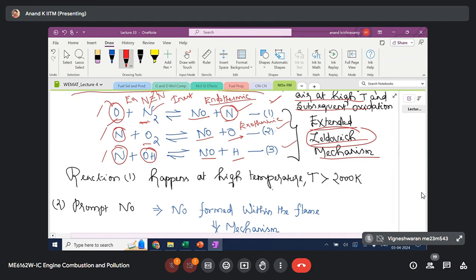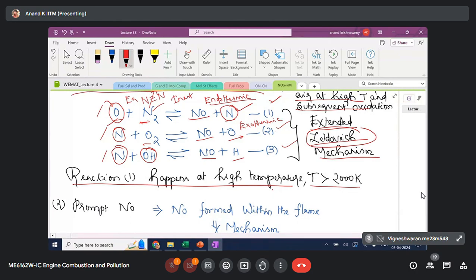So it's all based on the availability of N radical, that is reaction 1, and reaction 1 can happen only at high temperature. Typical temperature is around 2000 K or above. So if you are able to control engine operating temperature below this, you can completely bypass or avoid the formation of NO. Later on, I am going to discuss the pollutant control strategy.